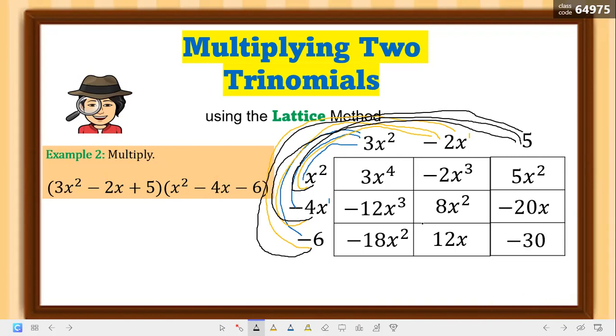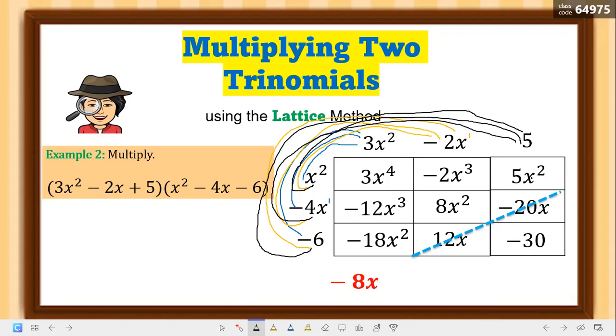Tapos, gagawa na tayo ng diagonal. So, unang diagonal na mag-form natin, ito yon. Okay, pa-slant. Ibig sabihin, i-add natin to kasi like terms. What is 12x tsaka negative 20x? Can you add? Negative 8x. Positive, negative. Negative. Very good. Negative siya kasi mas malaki yung negative.